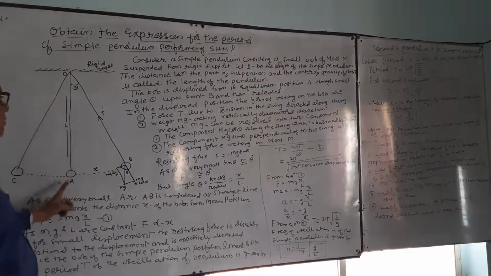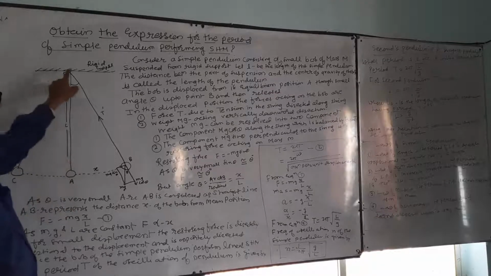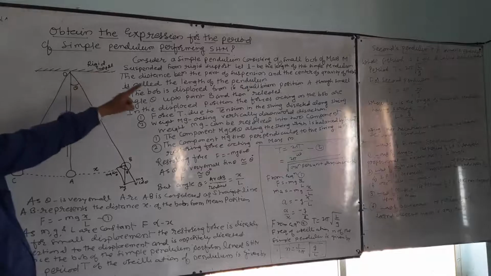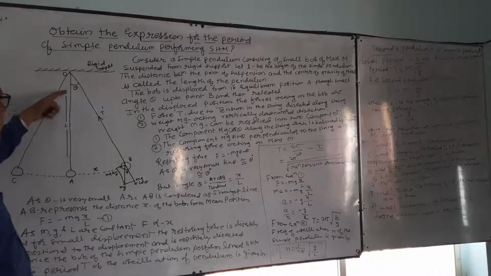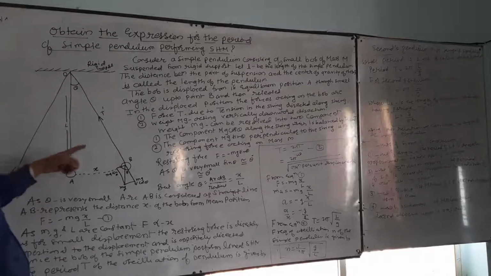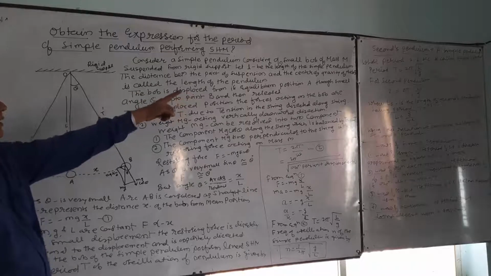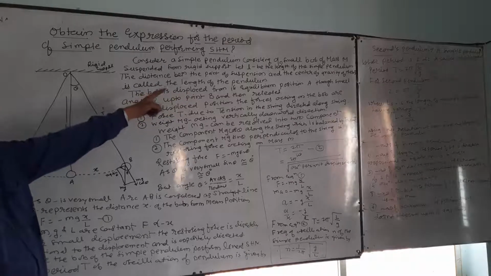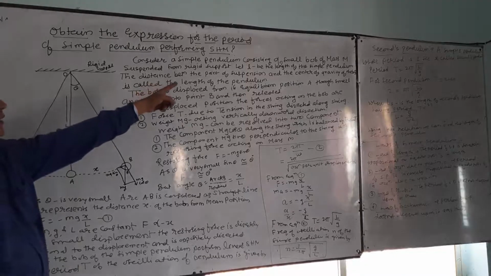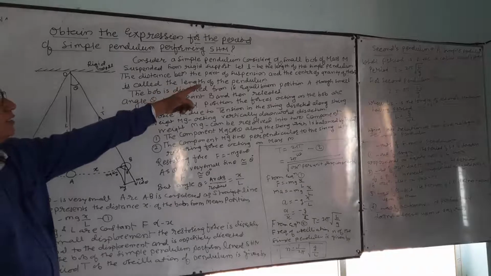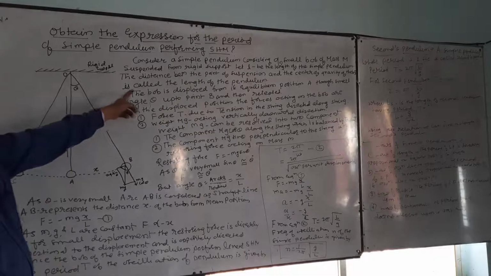See here, this is the simple pendulum consisting of this small bob suspended from this rigid support. L is the length of the simple pendulum. The distance between the point of suspension and the center of gravity of the bob is called the length of the pendulum.